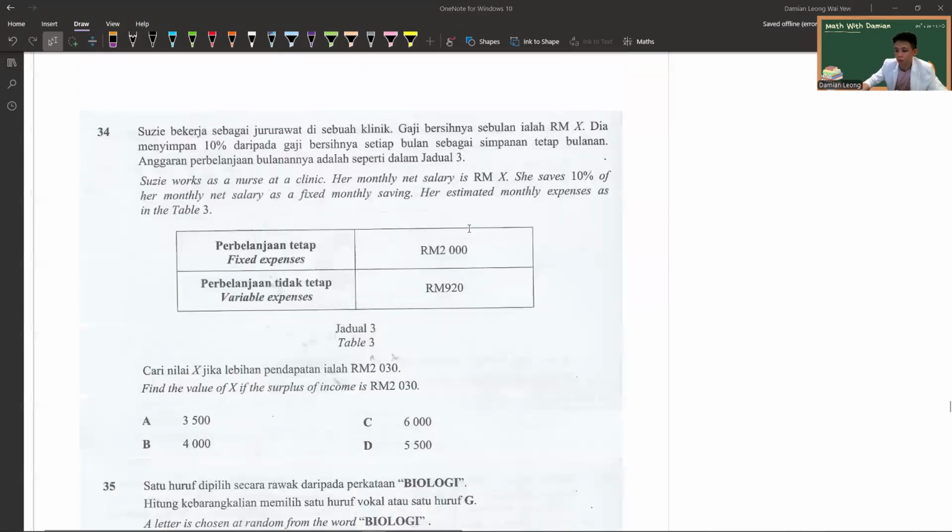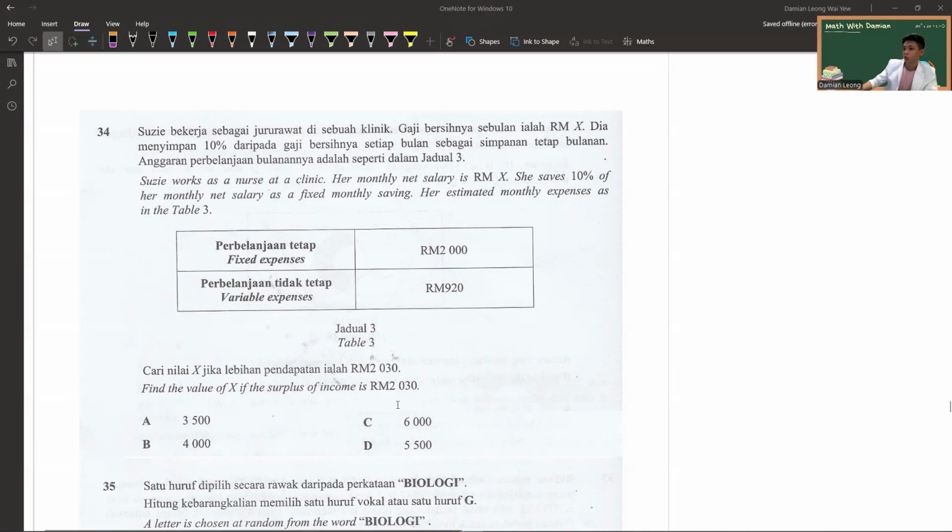Then question 34. So Susie works as a nurse at the clinic. Her monthly net salary is X ringgit. She saved 10% of her net salary as fixed monthly savings. Her estimated monthly expenses are as in table 3. Find the value of X if the surplus of income is 2,030 ringgit.